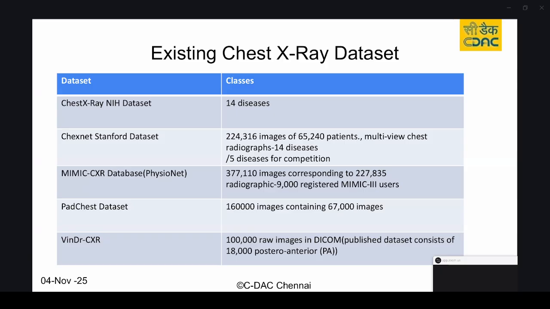Coming to another dataset, the MIMIC-CXR dataset, which has 377,110 images.